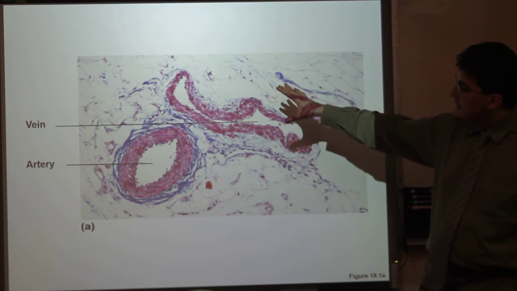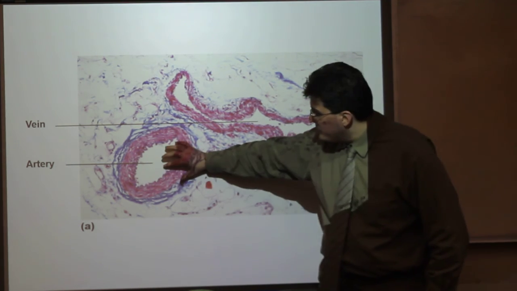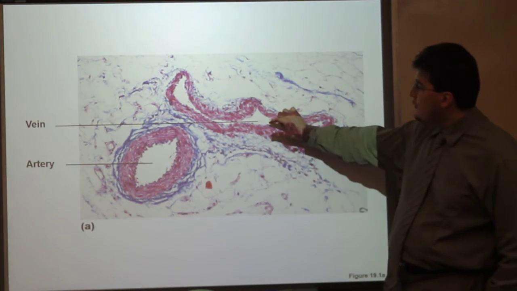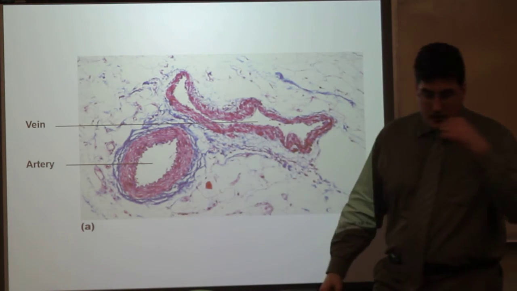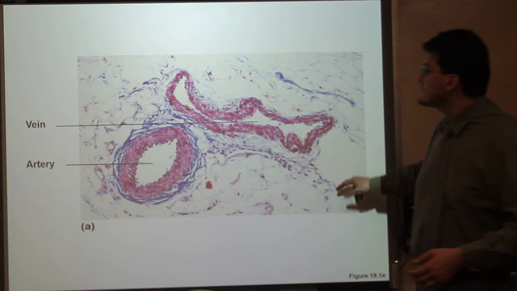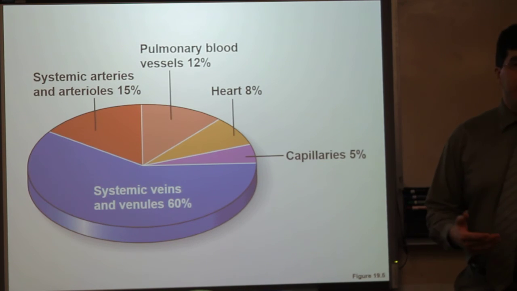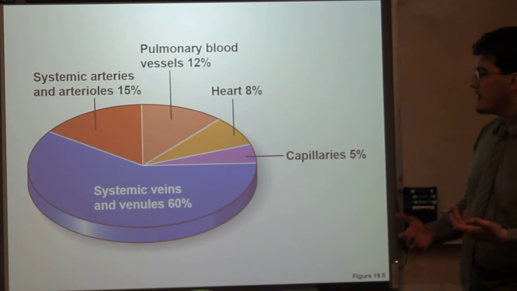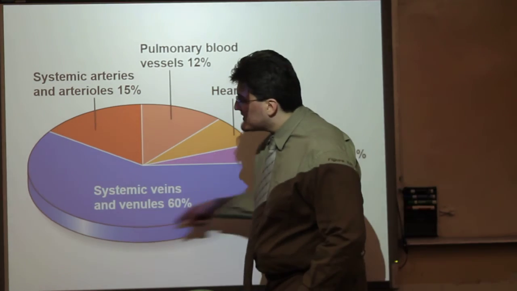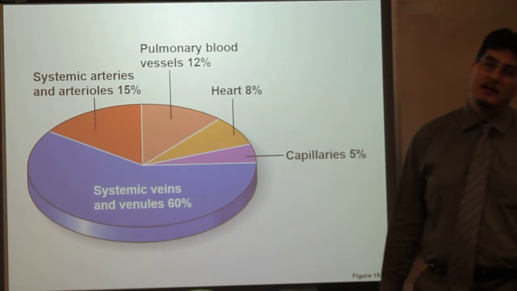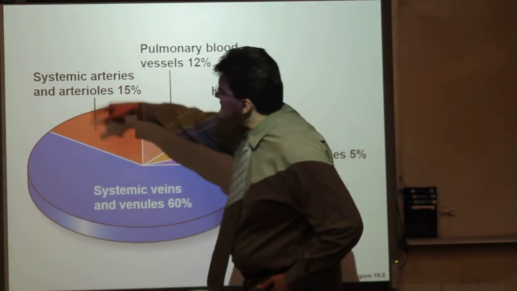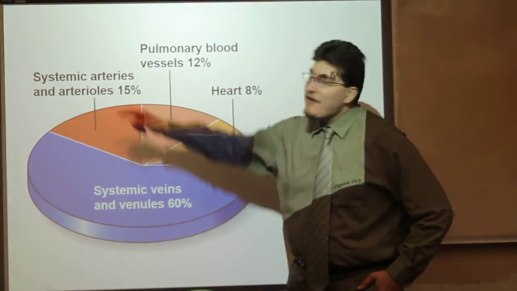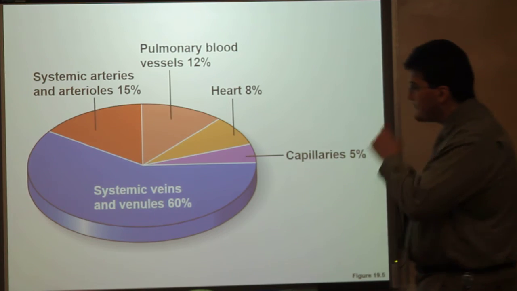So this is once again our thick-walled artery, our thinner-walled vein, our larger lumen, our smaller lumen. Now where is all the blood? If all of our lumens in our veins are larger, well, suddenly it makes sense that 60% of all of our blood is in our veins. Our systemic arteries and arterioles only have 15% of our blood.